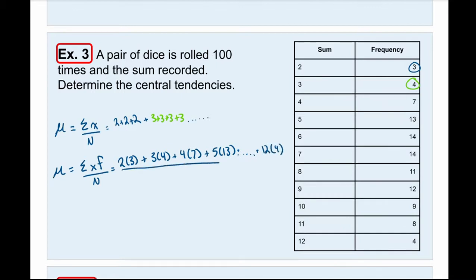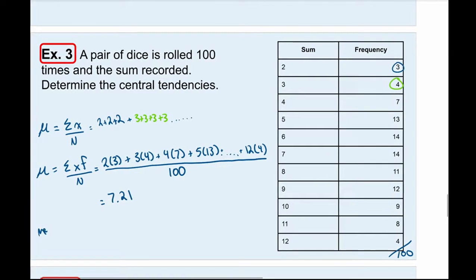So again, just making it a little bit easier on myself. And I'm going to divide by the total number, which in this case, if I add up all the frequencies, I should find that there are 100 trials. And when I go through to calculate my mean, I should get an average of 7.21.